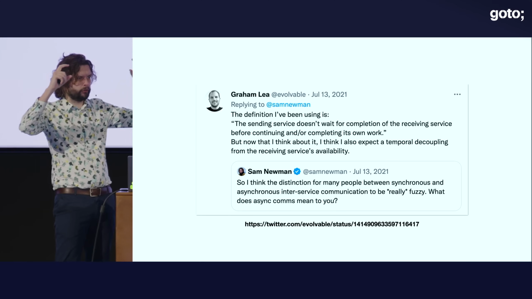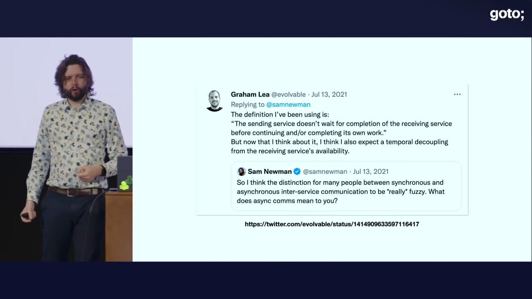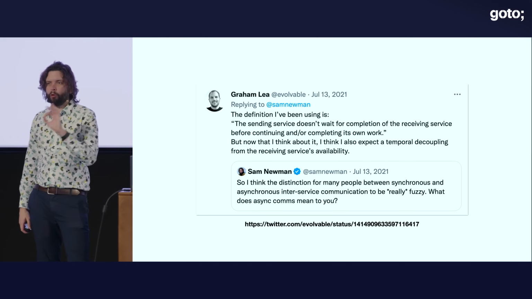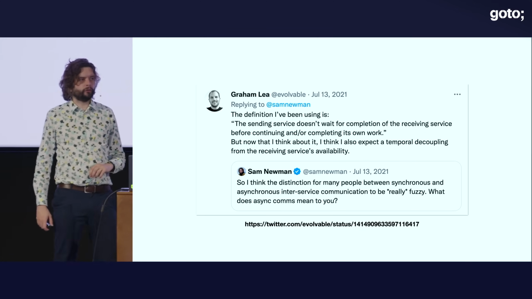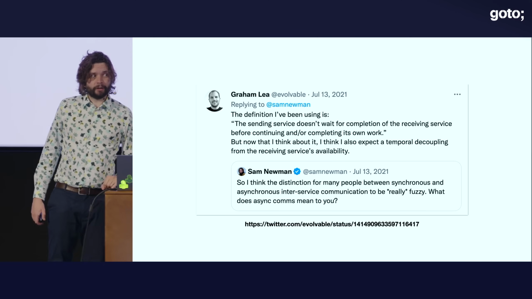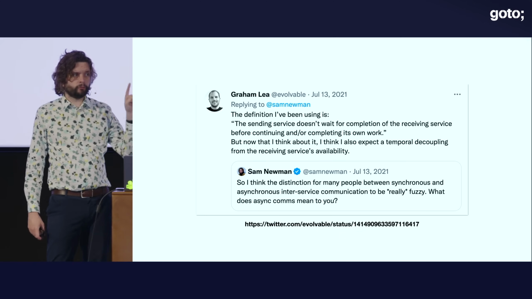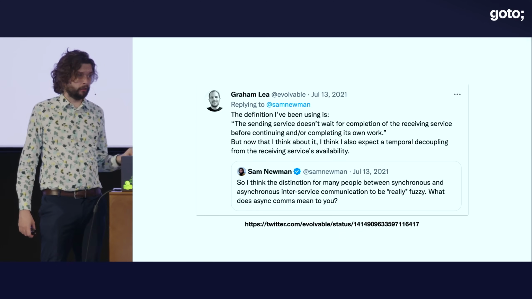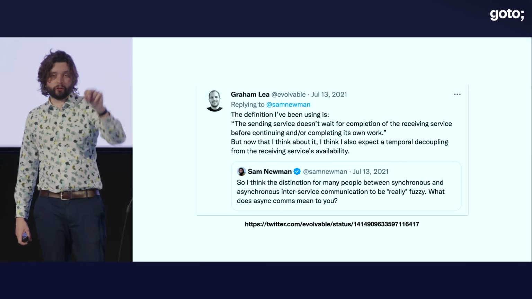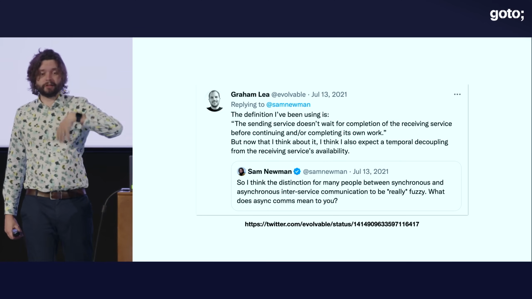So that first sentence he says there is really non-blocking. What he's talking about there is non-blocking. But he says, well, now that I think about it, I expect temporal decoupling from the receiving service's availability. Now, temporal decoupling is an interesting term, because it is a term that we also use in different places in computing to mean very different things. In the context of service-to-service communication, we're talking about service A needing service B to be there to complete some operation.